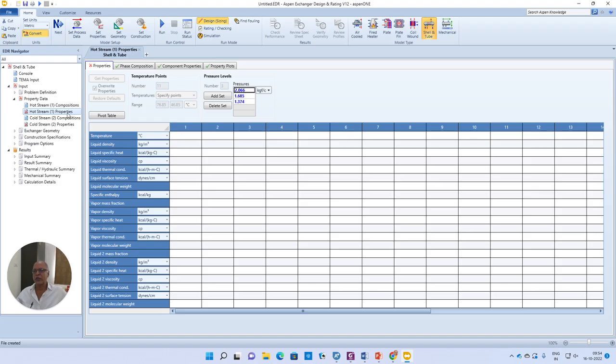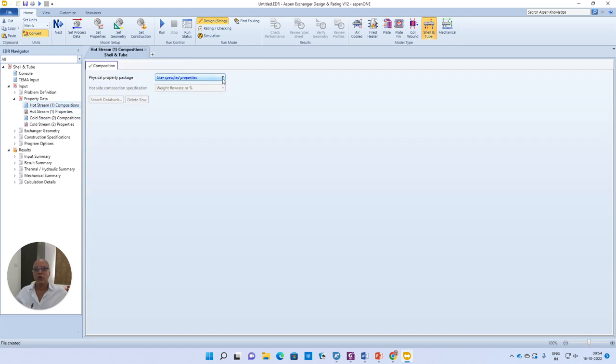Now it is asking for hot stream properties. Before we address these hot stream properties, we have to define the components that we are trying to handle. Probably in Aspen, this was the first step, but here it is coming slightly later. Now, you can select from any one of these property packages. For example, there are specific packages available for representing the properties of heat transfer fluids like CAM, Thermo, BJAC and so on. But in this problem, let me use only Aspen properties.